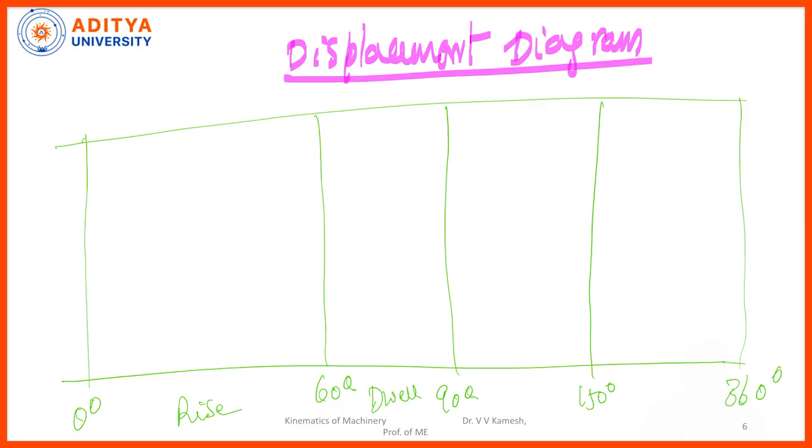This is the remaining part. Okay, this is the rise, this is the dwell. Then this is the return, and this is the last dwell. Now, from this point to this point, because this is the rise, this is the stroke of the follower, so this will be 40 mm.